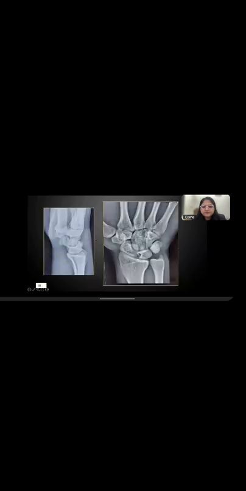Very good. So 17 is Freiberg's disease, avascular necrosis of the head of the second metatarsal. Okay, 18. So 18, lateral radiograph, what would you say? If I never gave you the AP one, you would not have seen this lesion. But here it is, very well defined.